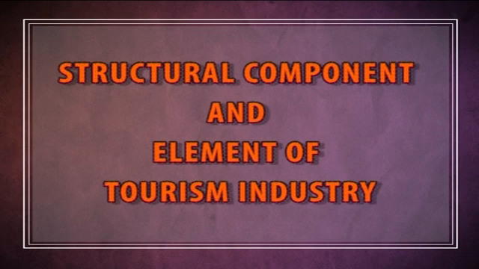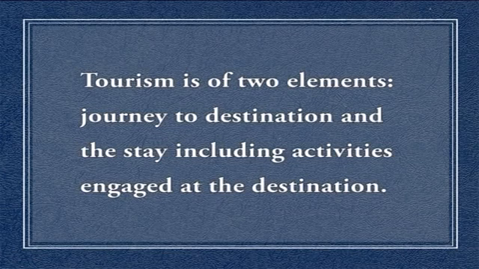Coming to the next one, structural component and element of tourism industry. Tourism, which is seen as the act of traveling from one place to another for the purpose of pleasure, leisure, meeting, sport, health, religion, and sightseeing. Tourism has 2 elements, journey to destination and the staying, including activities engaged at the destination. There are 3 basic components of tourism, which are known as the 3 A's of tourism.